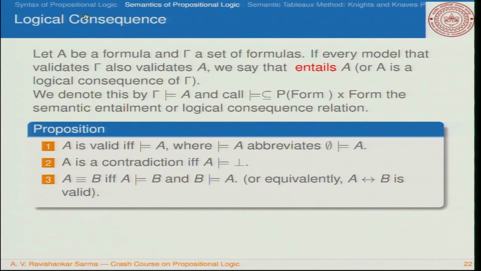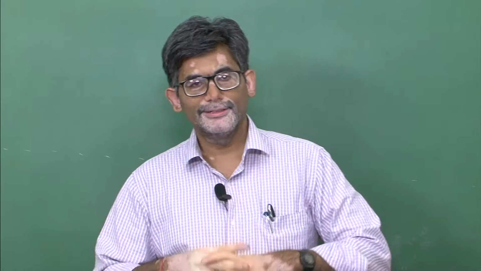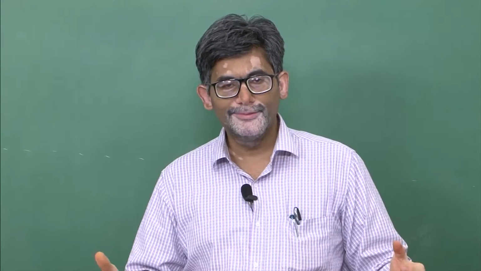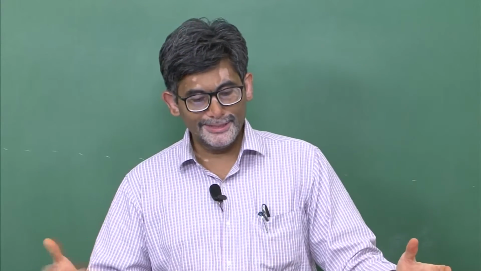In the same way, A is considered to be a contradiction, especially when bottom is a consequence of a given formula A. And two formulas are said to be logically equivalent to each other, especially when B is a logical consequence of A, and in the same way A is also a logical consequence of B. Or the other way of saying it is that A if and only if B has to be valid, or A if and only if B has to be a tautology. In classical logic tautologies are considered to be valid formulas, and valid formulas are also considered to be tautologies.